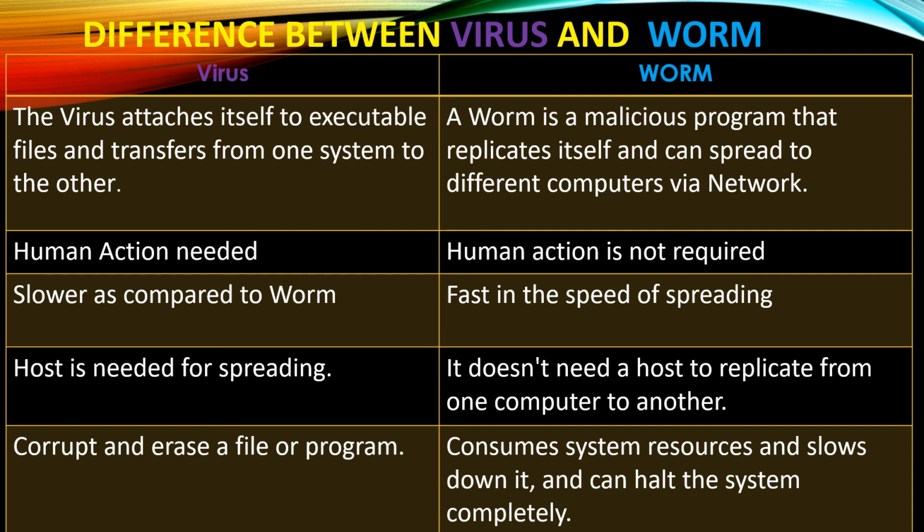Fifth and last point is corrupt and erase a file or program. A virus basically corrupts and erases a file or a program. On the other hand, a worm consumes system resources and slows it down and can halt the system completely. So this is the basic difference between virus and worm.